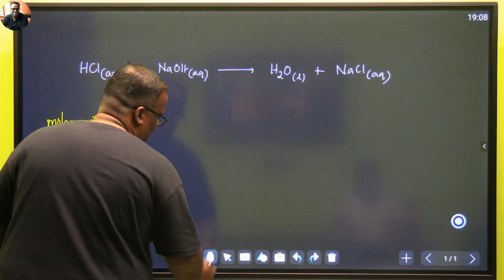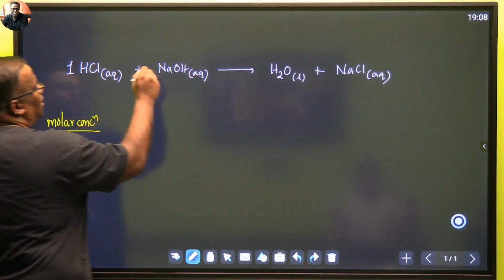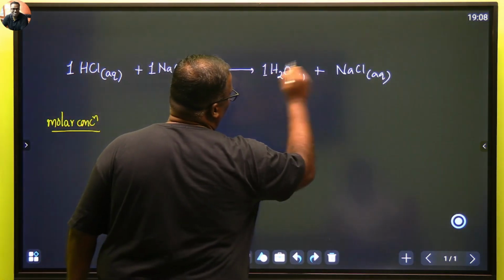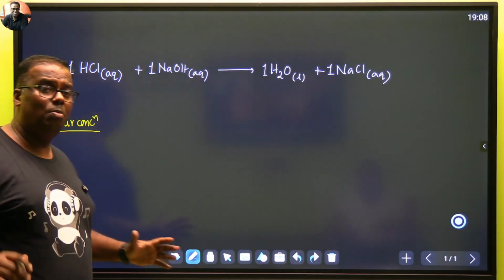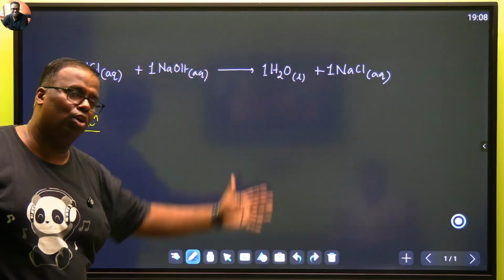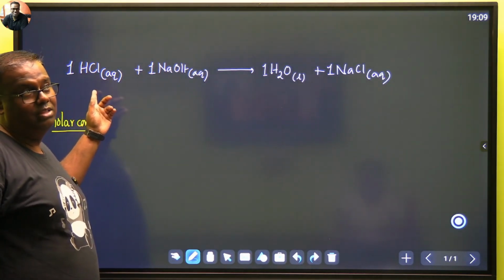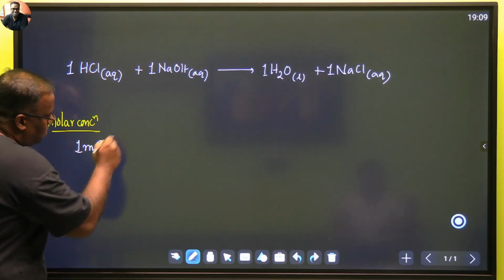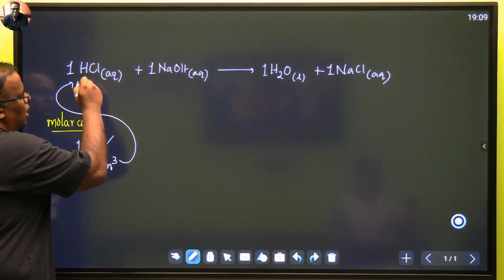Now I say that the standard way I read this equation is 1 mole of HCl reacts with 1 mole of NaOH to give you 1 mole of water and 1 mole of NaCl. Which means, now try to understand, no matter in how much water you are preparing your HCl, this is prepared in some drum, that solution's concentration should be what? 1 mole per dm cube. Then only it is known as a 1 molar solution. Have you understood?